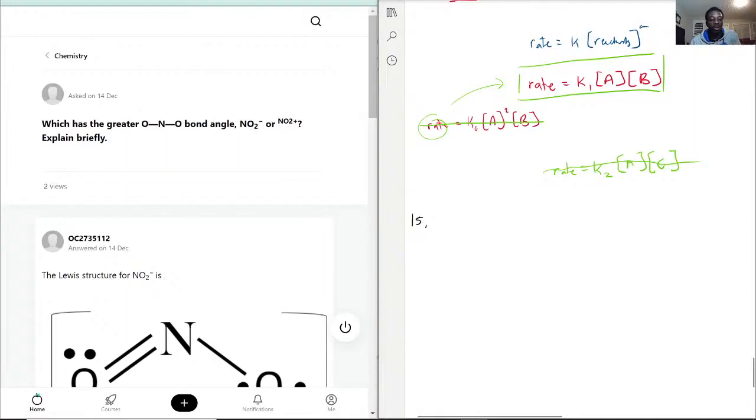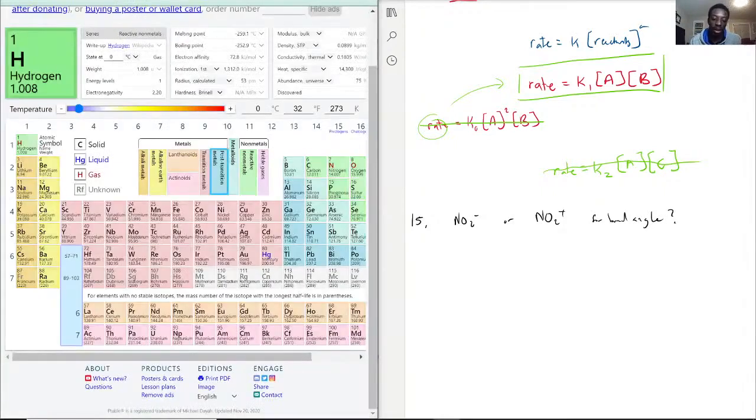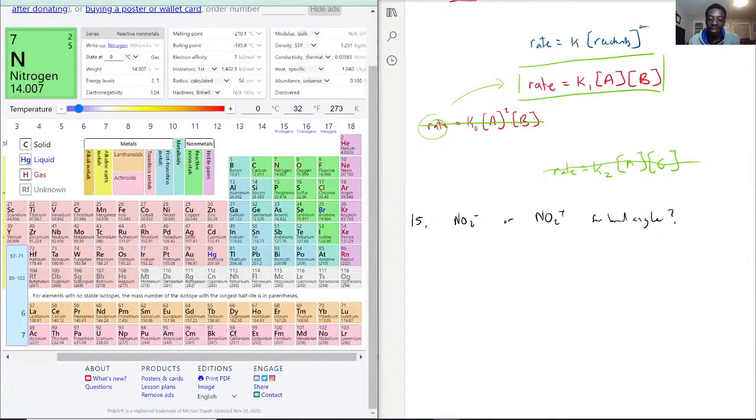Which has a greater O-N-O bond angle, NO2 minus or NO2 plus? So with that being said, we need to first figure out what the Lewis structure for these would be. So nitrogen, how many electrons does it offer? It is in the 15th column, and for those, they have 5 electrons they can contribute.